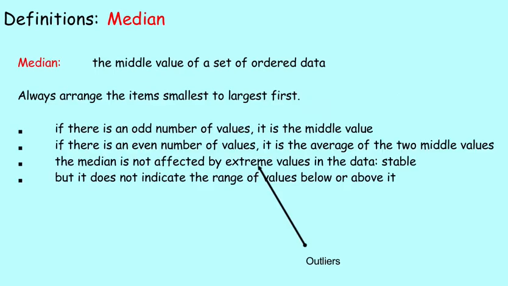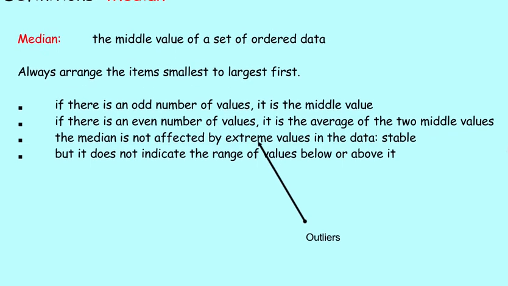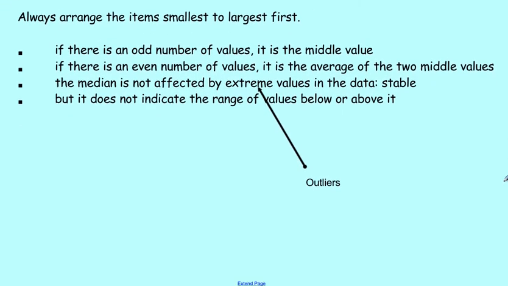Make sure you always arrange it from smallest to largest. Some students do forget that. The rule of thumb is that if you have an odd number of values, that's easy, it's right in the middle. But if you have an even number, then you have to take the average of those two middle values.